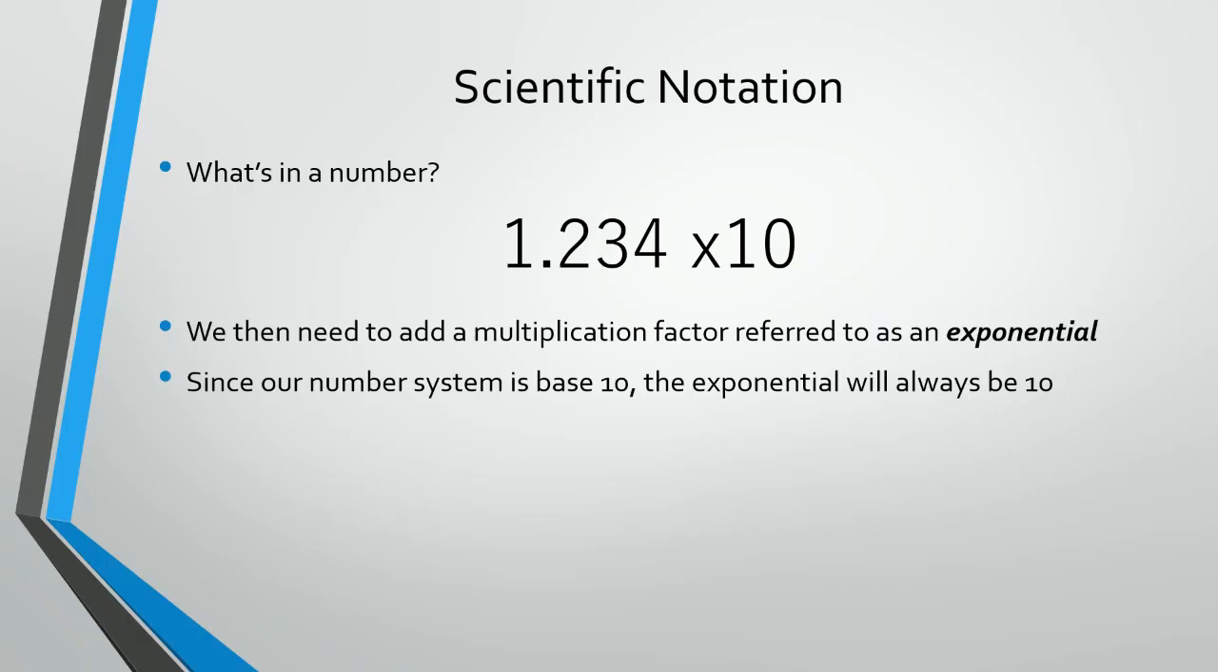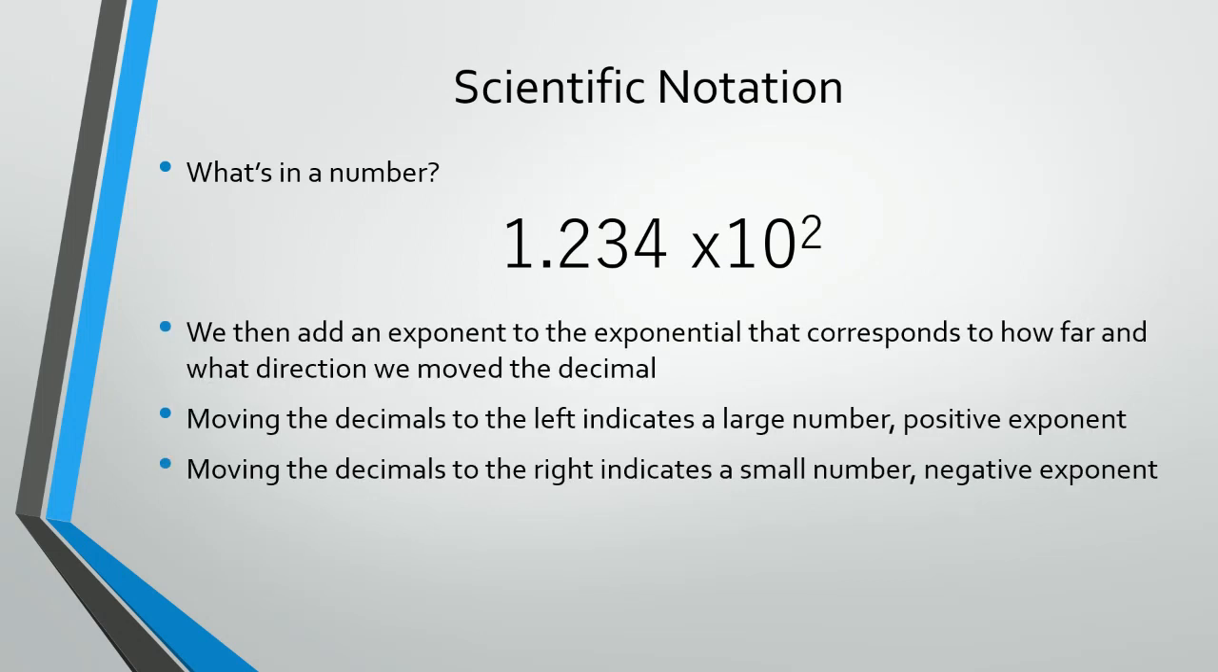So the point is, that's why it's 10 here. You then need to add an exponent to the exponential. That basically tells us how far the number moved. When you multiply all this out, this calculation is equivalent to the original number. So you're not changing the number's value in any way, or its magnitude. You're just changing the way it's being shown.